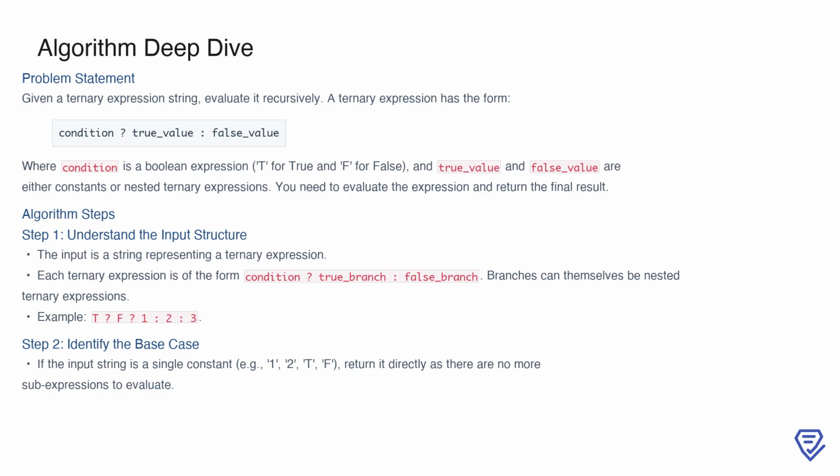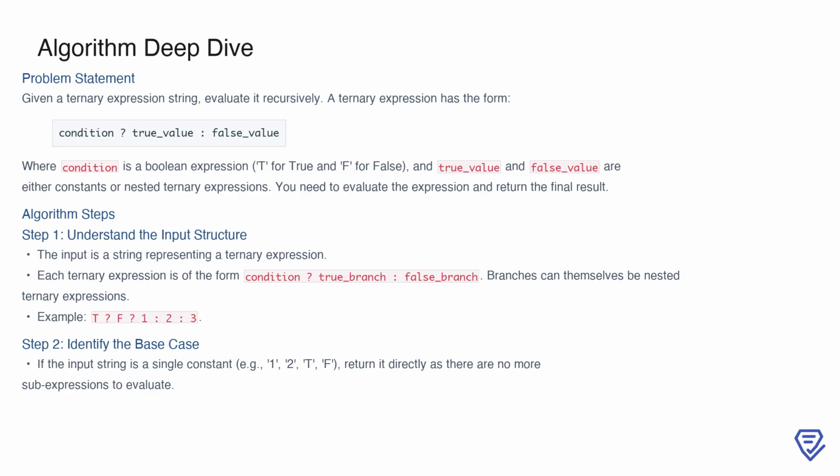In this problem, we're tasked with evaluating a ternary expression string recursively. A ternary expression follows the format of a condition, followed by a question mark, then a true value, a colon, and finally a false value. The condition is a Boolean expression, represented as T for true or F for false. The true value and false value can either be constants, like numbers, or they can themselves be nested ternary expressions. For example, given the input T ? F ? 1 : 2 : 3, our goal is to evaluate this expression step by step and return the final result.